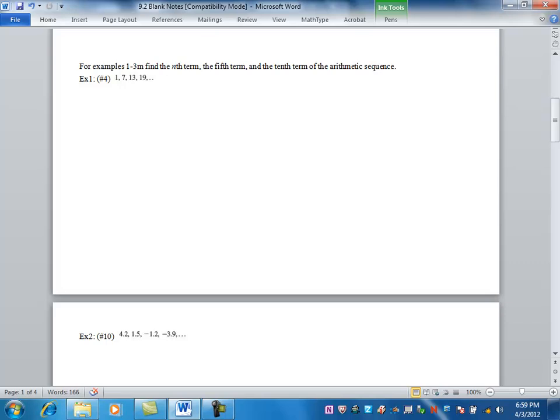Notice that the common difference as we go from 1 to 7, 7 to 13, and 13 to 19 is 6. If we want the 5th term, and we know the 4th term, which we do here, we can just take the 4th term and add the common difference. So 19 plus 6 gives me 25.